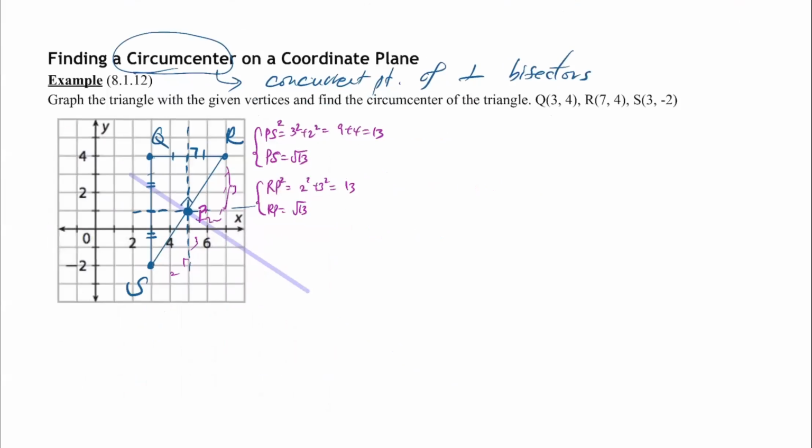So that's the kind of work that I like to see. And we could say that the point P is the circumcenter, with the coordinate, I believe, (5, 1). Yes, it is. (5, 1). All right, guys, that is it.